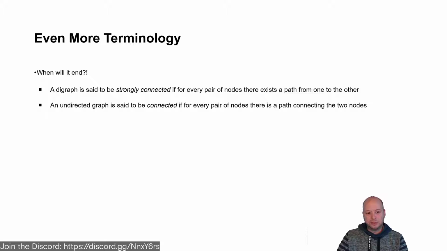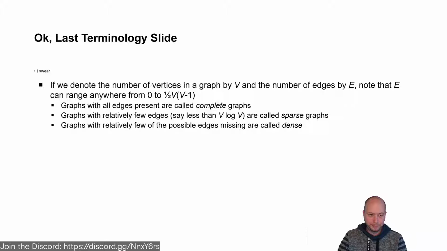When will it end? There's more terminology. A digraph, as we talked about, is strongly connected if for every pair of nodes there exists a path from one to the other. So this is almost like a complete graph. And an undirected graph is said to be connected if for every pair of nodes there's a path connecting the 2 nodes, meaning every node is connected to every other node. And this is the last terminology slide.